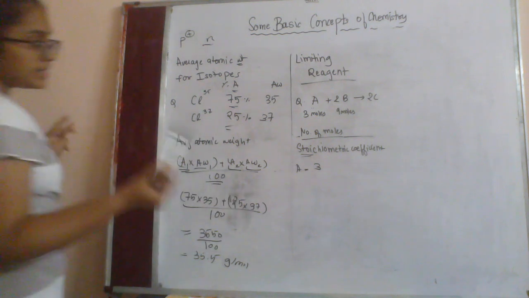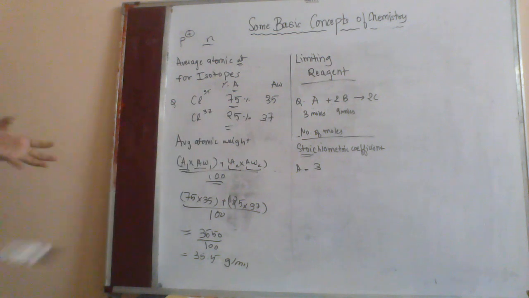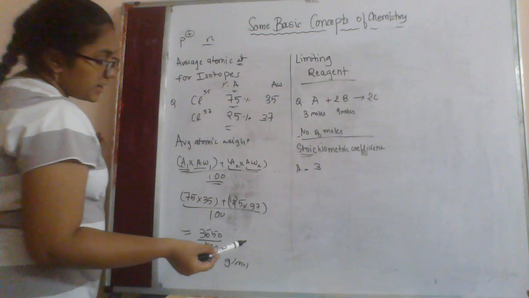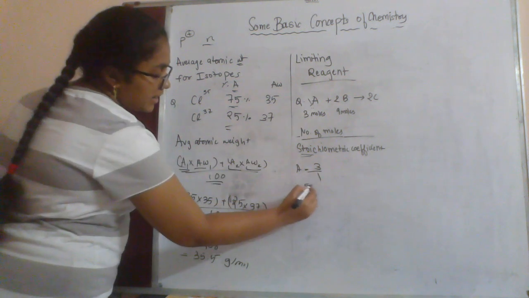Stoichiometric coefficient means the coefficient that is present beside the element. It is the coefficient that we use while balancing. So here the coefficient is 1, right? 3 by 1. So A has 3.